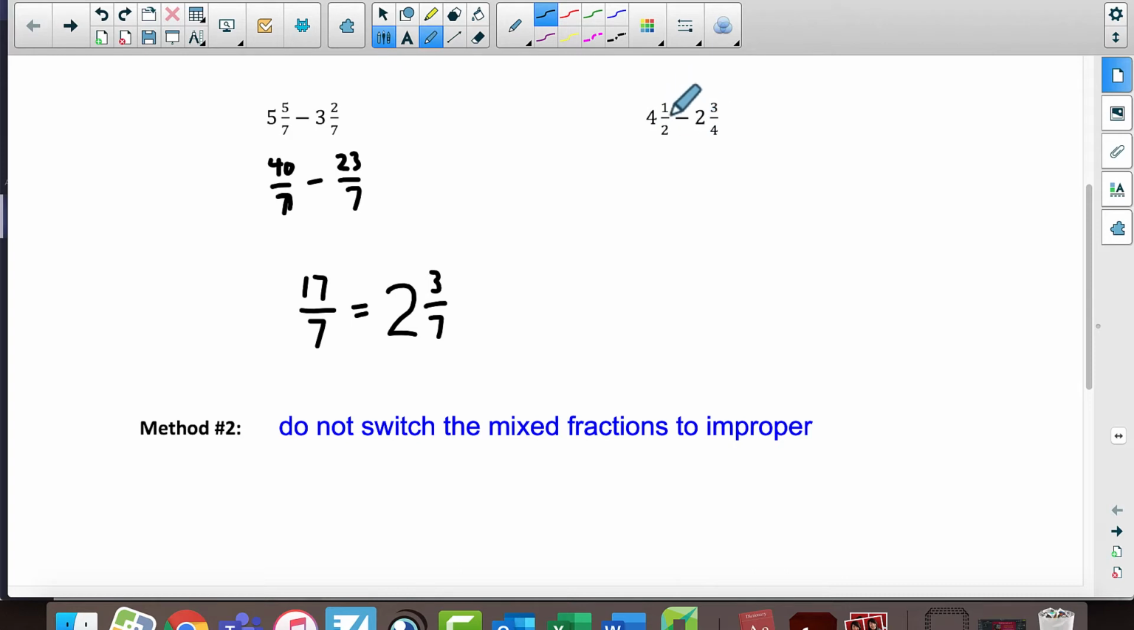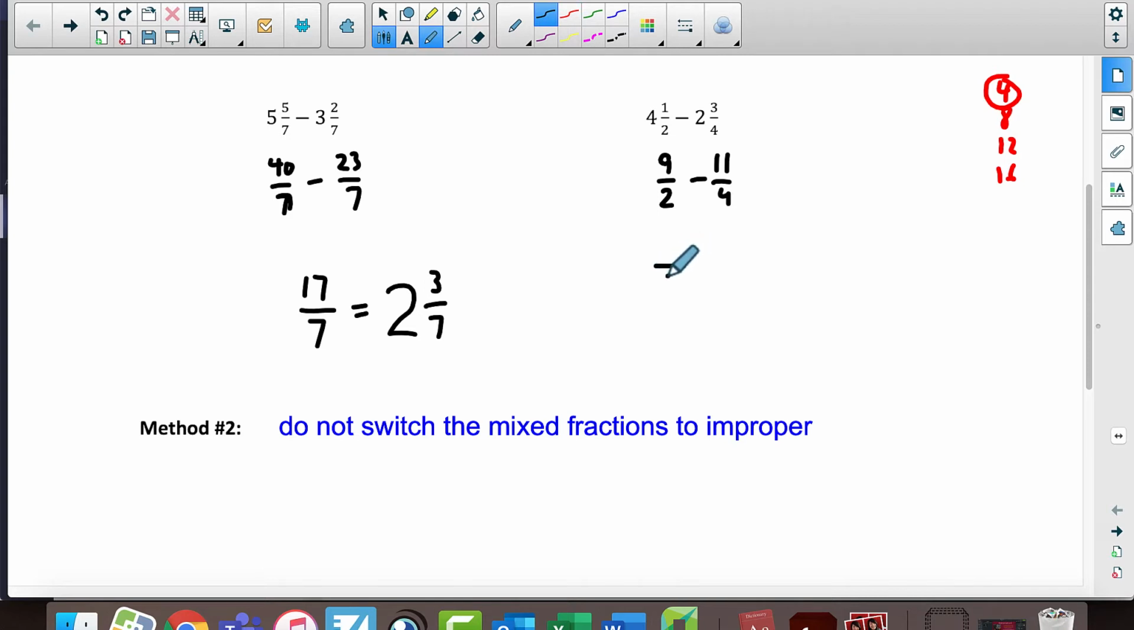Alright, here's one without common denominators. So we start the same way, switch them into improper form. So 4 times 2 is 8, plus 1 is 9, 9 over 2, minus 2 times 4 is 8, plus 3 is 11, 11 over 4. Okay, we need a common denominator, so let's count by the big numbers, by 4. 4, 8, 12, 16. Now, does 2 go into 4? Yes, so that's it. The lowest common denominator is 4.